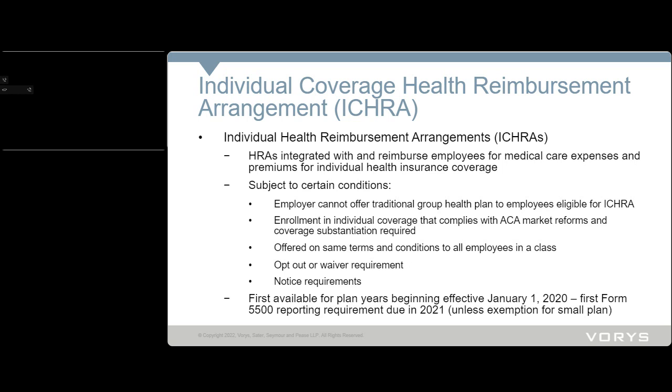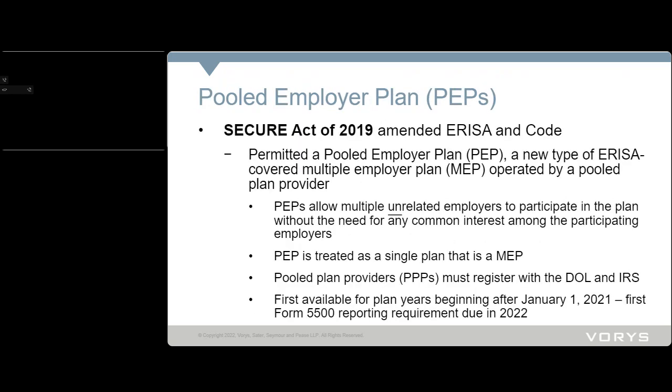The next thing I just want to point out is the pooled employer plan. As mentioned also earlier in our conversation, the pooled employer plan, or the PEP, is the latest pension benefit to be added to the list of pension plans subject to a filing requirement. And a PEP is a new type of multiple employer plan that's operated by a pooled plan provider.